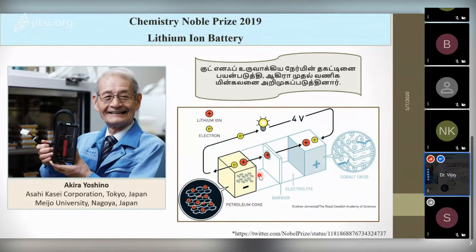So this is how the lithium-ion battery was transferred from age to age with the help of these 3 great researchers or professors. Then they were awarded the Nobel Prize last year.